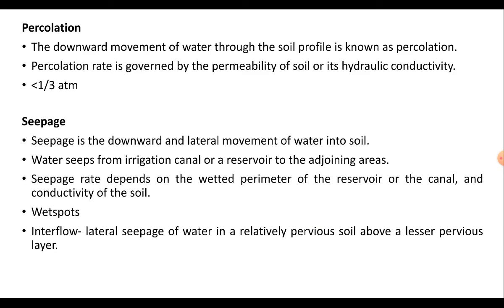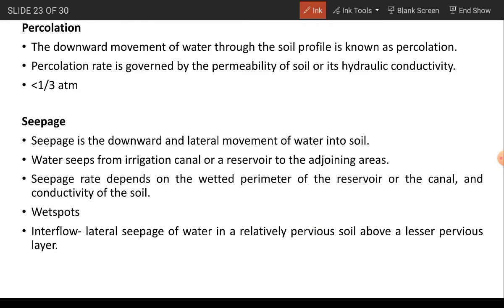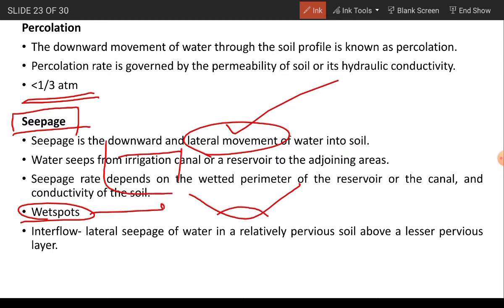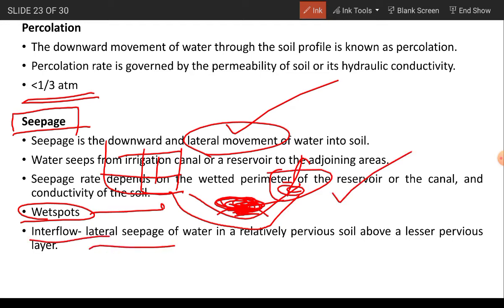In this class also I told what is percolation, what is seepage. Seepage is the downward and lateral movement. When seepage and lateral movement occur, it comes through a valley. Suppose this is soil, and after irrigation this is a valley. This is also soil, and the water moves laterally and comes up with an opening here, then it is called wet spots. Interflow is the lateral seepage of water in relatively pervious soil above a lesser pervious soil.